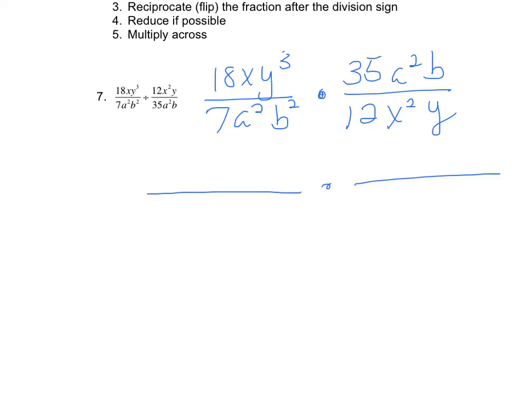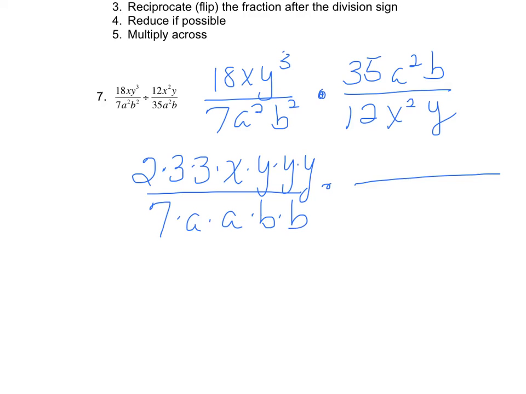If you want to reduce within, that's fine too. So 18 is going to be 9 times 2. 2 is prime, so 3 times 3 for 9, times an x times 3 y's. 7 is prime, times an a times an a, times a b times a b. 35 would be 7 times 5, both of those are prime, times an a times an a, times a b. 12 would be 2 times 6, 2 is prime, 6 would be 2 times 3, times an x times an x times a y.